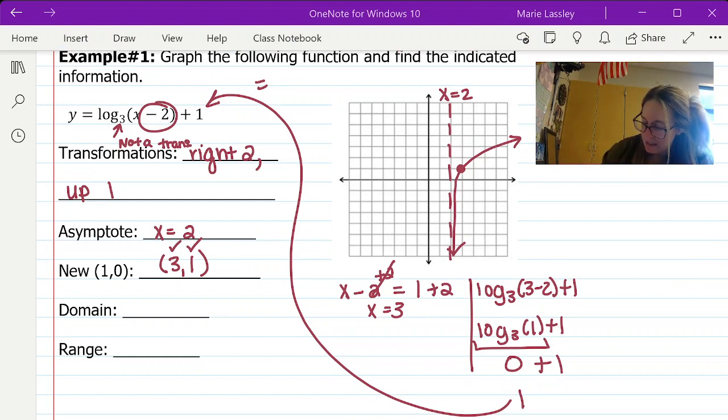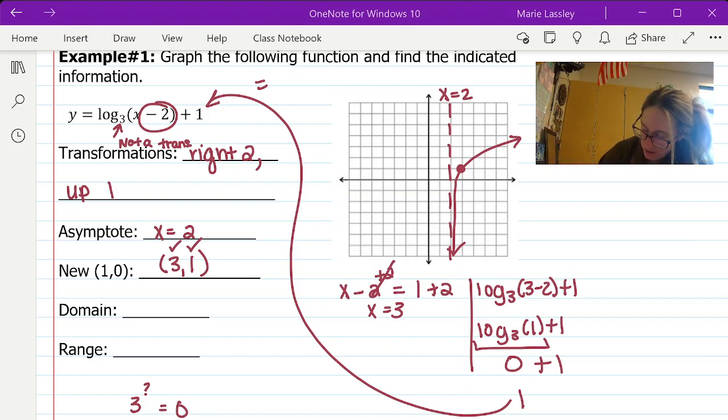Last but not least, domain and range. So for your domain, you need what's inside the log to be greater than 0, right? Because you can't have anything inside the log being 0. Think about what that means: you would say 3 to some power equals 0. Well, that's impossible. There's no number you can raise 3 to and get a value of 0. So whatever is inside your log must always be greater than 0. So that's what we're going to do.